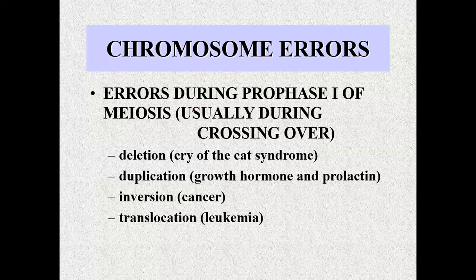Now, that's caused by a deletion in the gene. I'm sorry, a base is left out on the messenger RNA, and that causes the whole strand of messenger RNA to move over one base, and that basically changes the spelling of every single codon all the way to the end of the gene, and that causes proteins that are really messed up. And one example of that would be the cry of the cat syndrome.